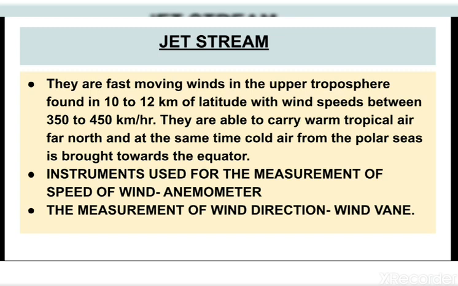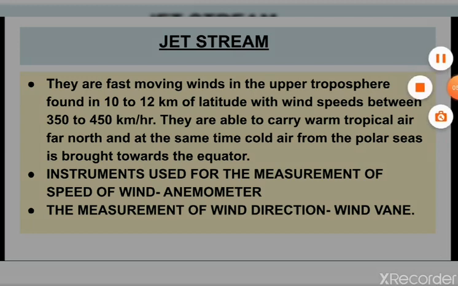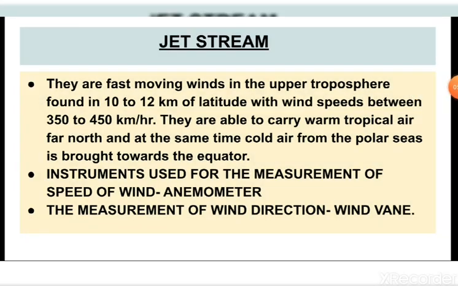Next, we will learn about two important points from this wind part, that is the instruments used for measurements. To measure the speed of the wind, that is anemometer, and the wind direction is measured by wind vane. These are the two instruments.